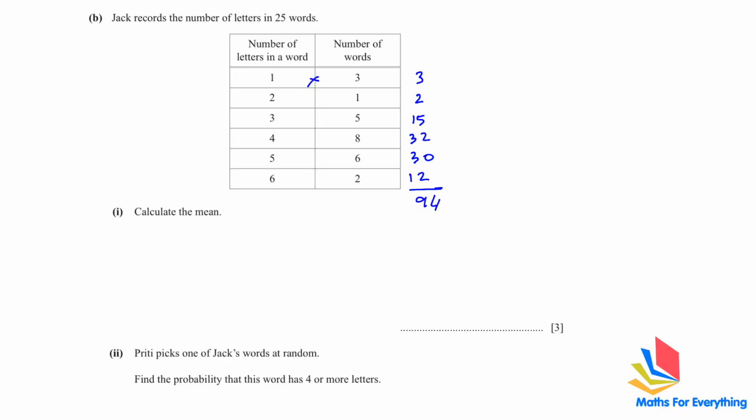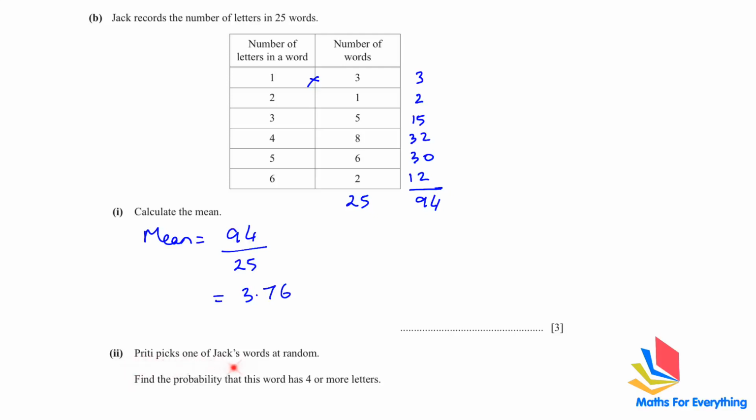We'll get 94. So mean is going to equal the sum divided by the sum of the frequency, which is 25. 94 divided by 25 will give us 3.76.